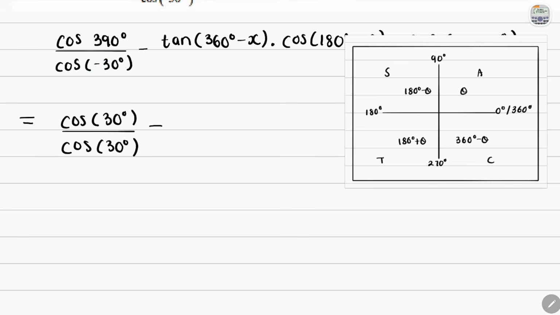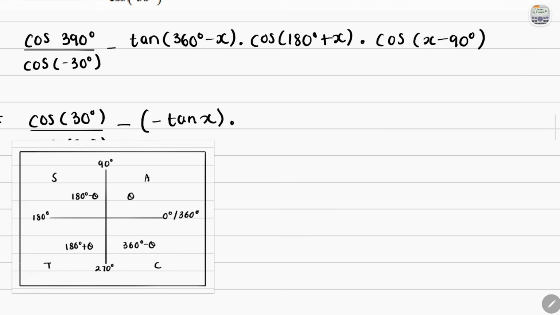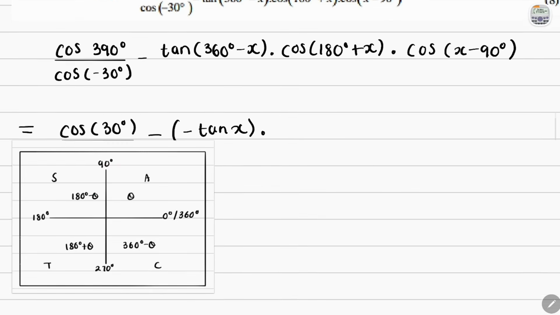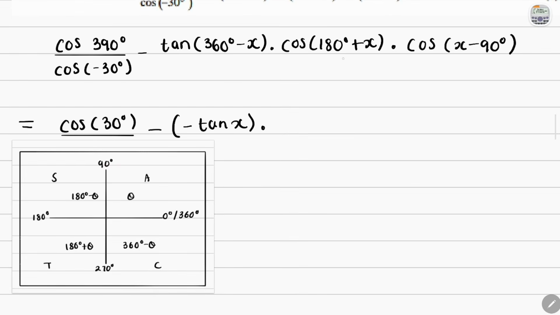And then minus, now you know that tan of 360 degrees minus x. Okay, 360 degrees minus theta, that is in cos's quadrant where tan is negative. So we have negative tan x over here. And then it is multiplied by, and here we have cos of 180 degrees plus x. That is in tan's quadrant. So that gets reduced to negative cos x.